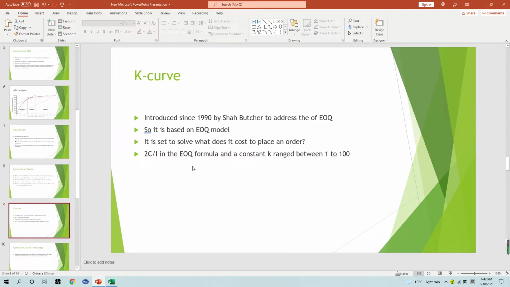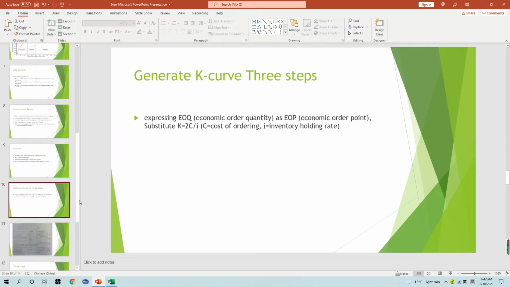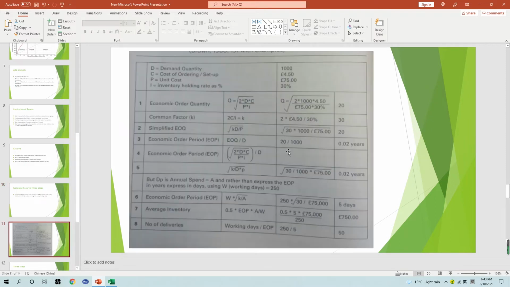On the next page, which shows the 3 steps to generate the K-curve, the first step is expressing EOQ as EOP, which stands for economic order period. It again substitutes K equals 2C divided by I, and we can show a clear picture on the next page.